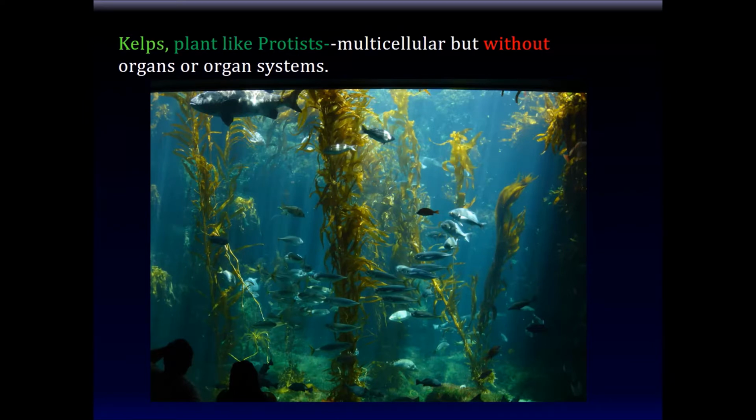That's a protist. That's a multicellular protist. They're called kelps. Okay? They're plant-like protists. You thought they were plants when you saw them, right? But they don't have the structure of plants. Plants are exceptionally structured. You'll see. They're nothing like plants. From the inside, they don't look anything like plants. They're multicellular, but without the organs or organ systems of plants.